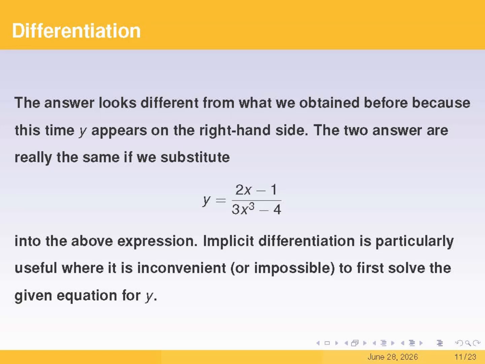The answer shown on the last line of the previous screen still contains the variable y, which looks different from the answer obtained by solving for y before differentiating. In fact, these two answers are identical because if you simply substitute the previously solved y directly into the y on the last line of the previous screen, you'll get the exact same answer.